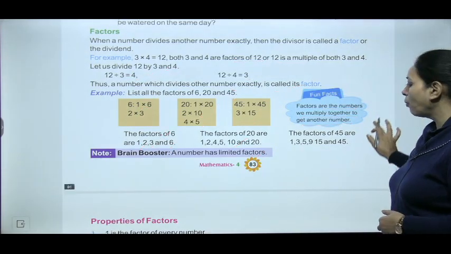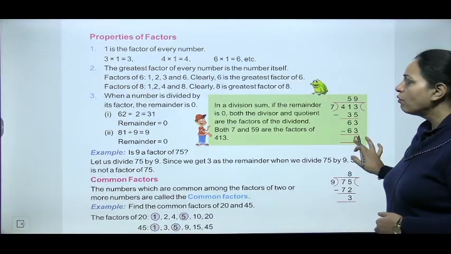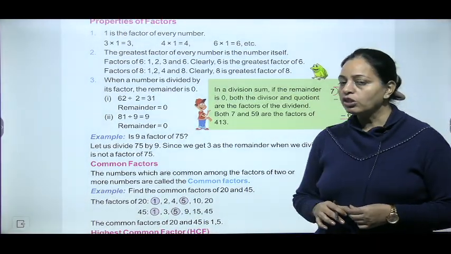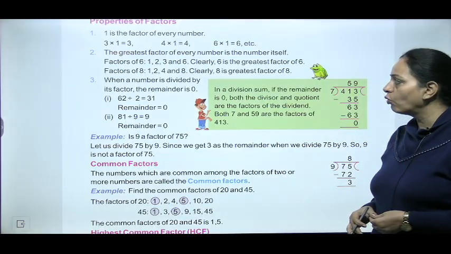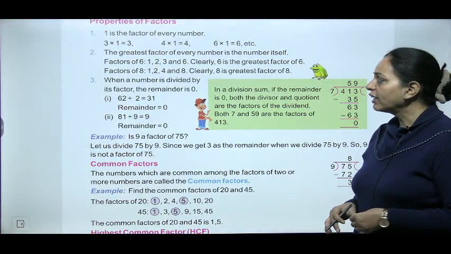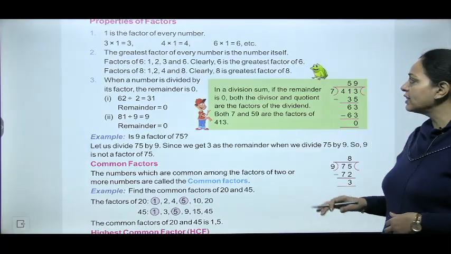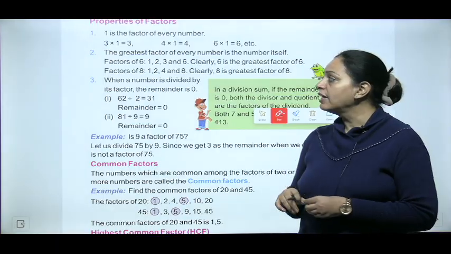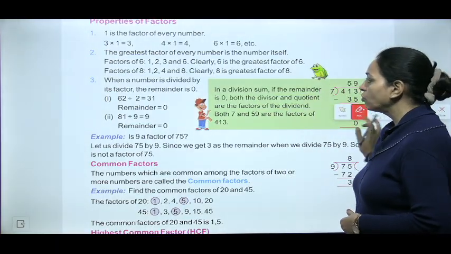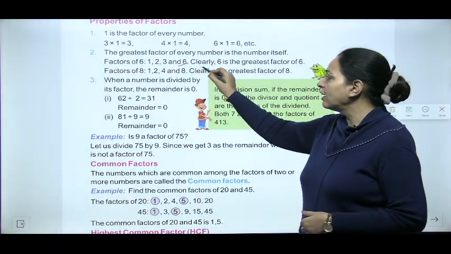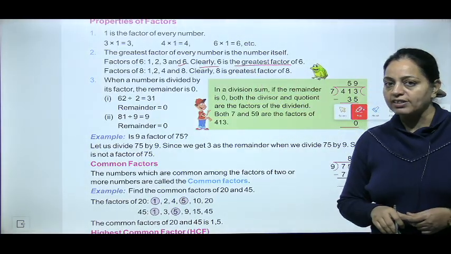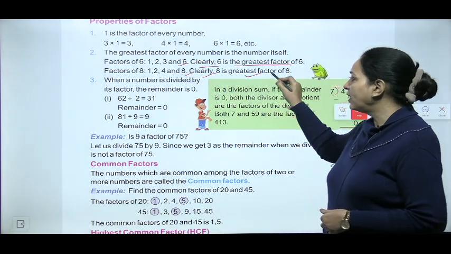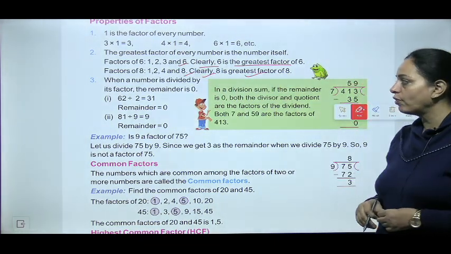Now properties of factors. The first, 1 is a factor of every number because 1 divides each number. So 3 into 1 is 3, 4 into 1 is 4, like this. And the second, the greatest factor of every number is the number itself. उस number से बड़ा कोई उसका factor नहीं होगा. Like factors of 6: 1, 2, 3 and 6. Clearly 6 is the greatest factor. And factors of 8: 1, 2, 4 and 8. Clearly 8 is the greatest factor of 8.